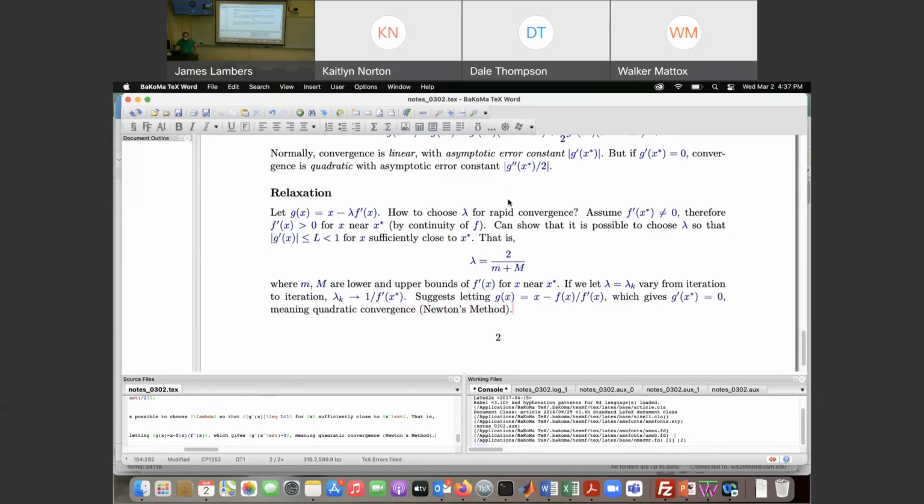I'll review this on Monday. So this idea of using some sort of scaling factor with plain old f, not f prime, is what relaxation is. So lambda is called a relaxation parameter.